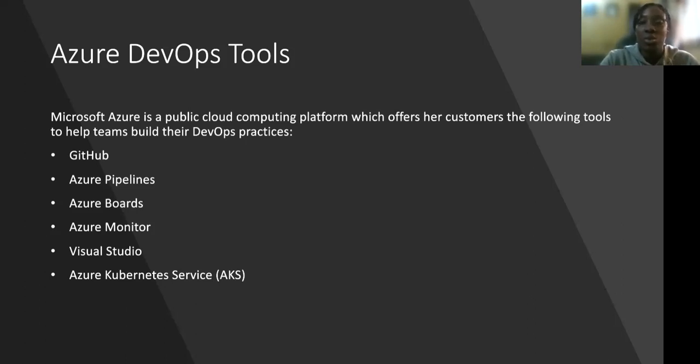Then the last tool we'll be looking at is the Azure Kubernetes Service. This service helps us ship containerized apps faster and operate them more easily using a fully managed Kubernetes service. It also offers a serverless Kubernetes, an inbuilt CI/CD environment, and enterprise-grade security and governance.